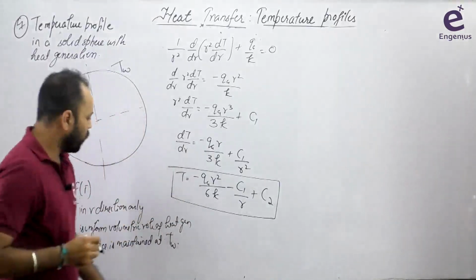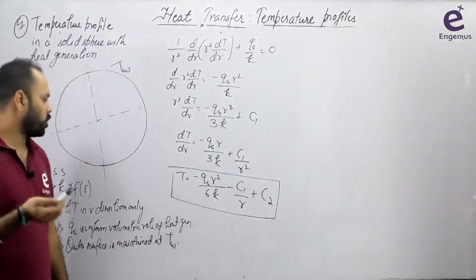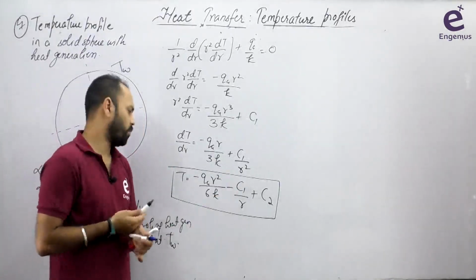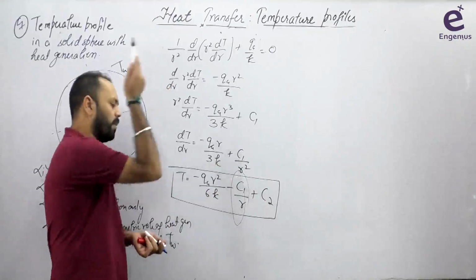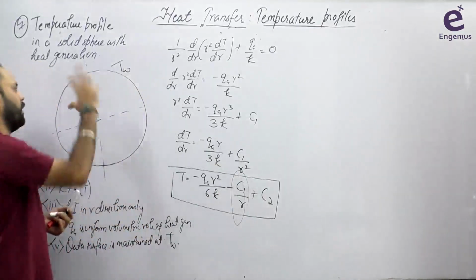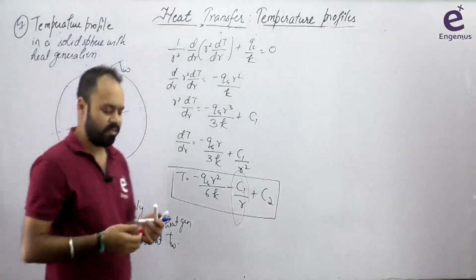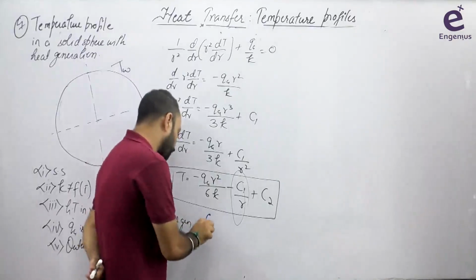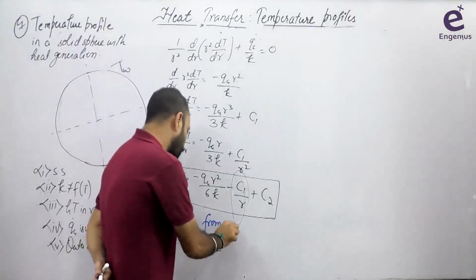What do we do next? From the condition of symmetry, this C1 has to be 0, because this entire term should vanish. Otherwise you will not be able to apply the symmetry condition. If the outer surface is maintained at the same temperature and heat generation is there, the temperature profile must be symmetrical.